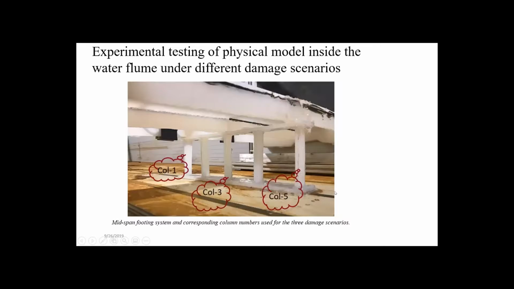So what we did, we created different types of damage. And for example, here you see we have 5 piers. So we changed the integrity here, and somewhere here on the bridge, and tried to see, can we capture this change in the integrity of the structure?